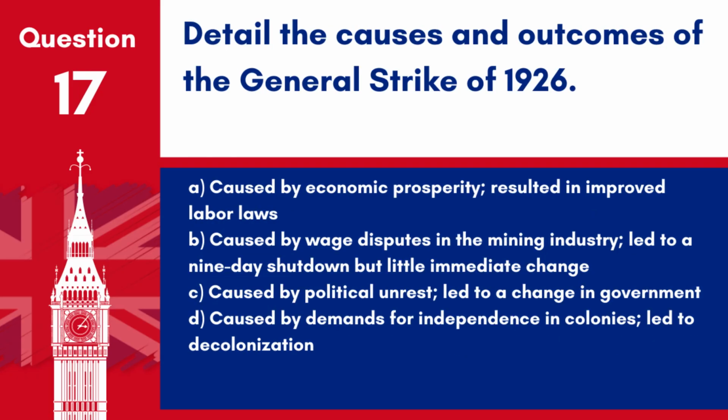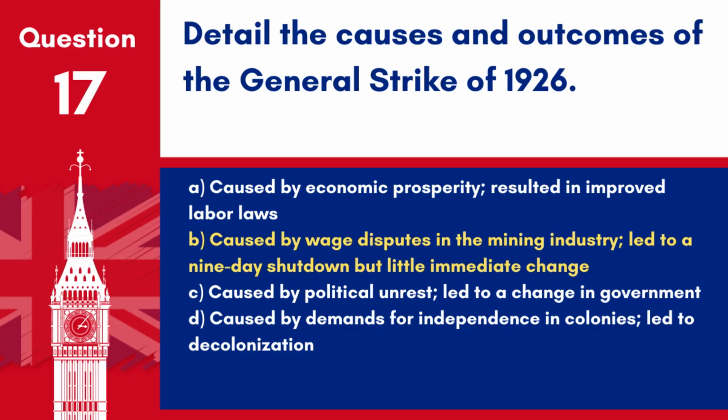Question 17. Detail the causes and outcomes of the general strike of 1926. A. Caused by economic prosperity, resulted in improved labour laws. B. Caused by wage disputes in the mining industry, led to a 9-day shutdown, but little immediate change. C. Caused by political unrest, led to a change in government. D. Caused by demands for independence in colonies, led to decolonization.